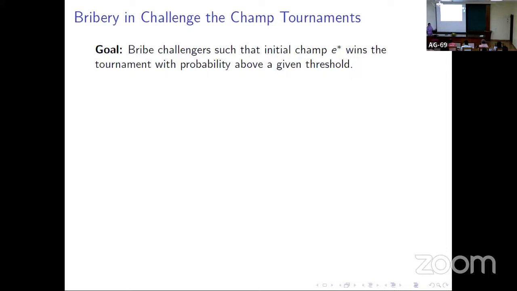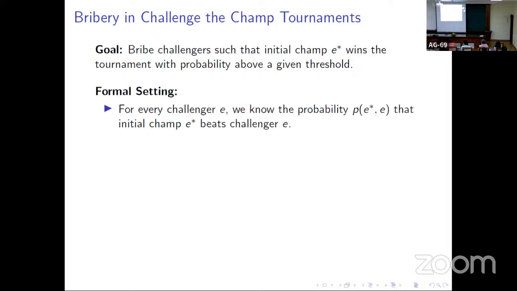Here, we want to make sure that the initial champ wins, and for that we will offer bribes to the challengers, and there will be a given threshold, and we want the probability by which the initial champ wins to be above this threshold. Note that whenever two players compete, the outcome can be deterministic or probabilistic. Both models have been studied in the literature, but here we will focus only on the probabilistic model.